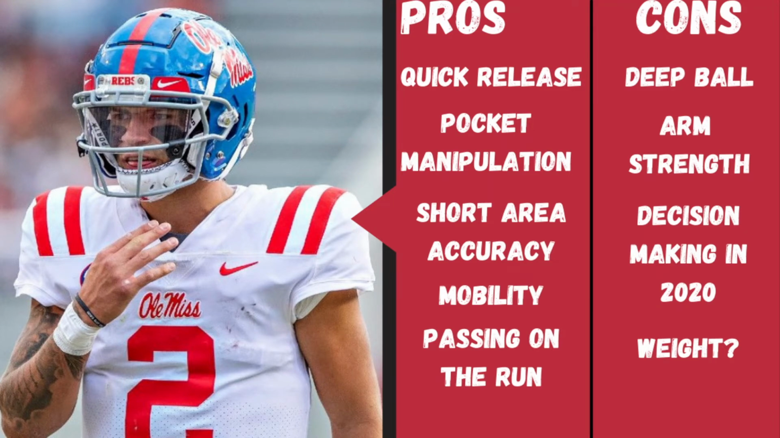Arm strength. As I showed, he can get the ball deep, but I worry a little bit about it compared to some of the other guys in his class. Decision-making in 2020. Again, we saw in 2021 he eliminated those multiple interception games, and I felt like he did a better job of going through progressions, but we did see what he did in 2020, so can we completely eliminate it? His decision-making is a big concern for me.